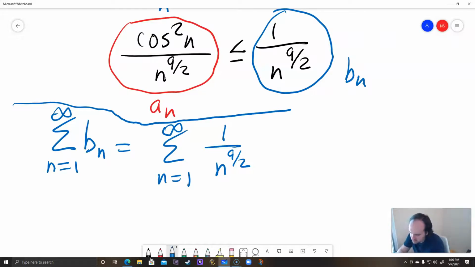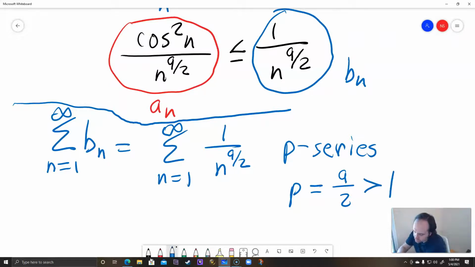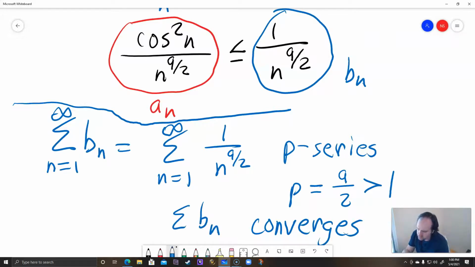Okay, and that's also a p-series. It's another p-series where p is the exponent. So p equals 9/2. And once again, just like the last problem, 9/2 is greater than 1. So that means it converges. So that means the sum of bn converges.